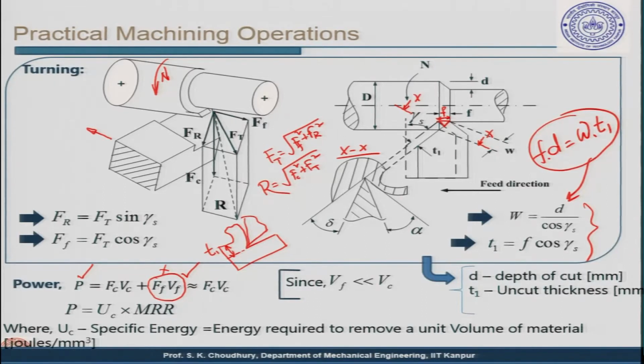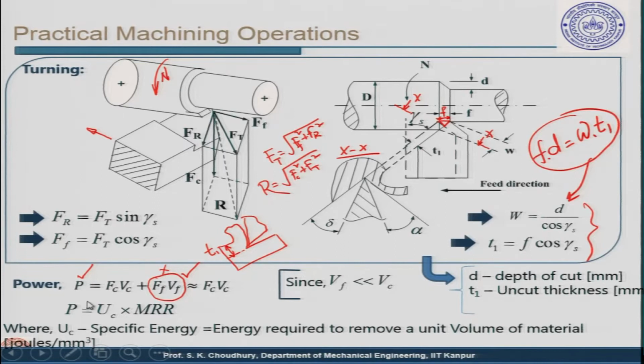The resultant force will be the square root of Ft square plus Fc square. Fr and Ff components can be found through Ft. Ft sin gamma s is Fr, and Ft cos gamma s is Ff, the feed force. Then I said that if you take the cross section XX, it will be this diagram. In fact, this diagram and this diagram are the same. Here we can show the rake angle and the flank angle, and this is the T1, the uncut thickness, the same thing as in here.